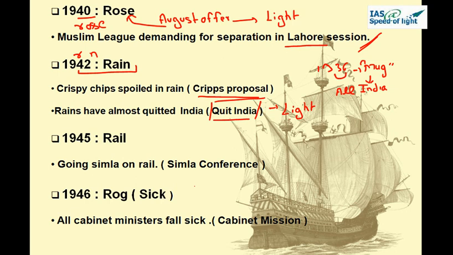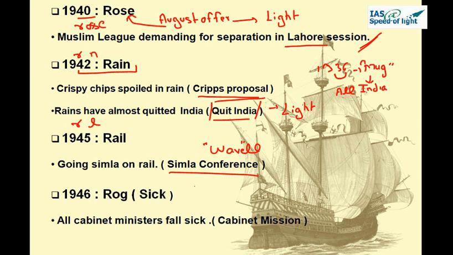1945 we get 4 is R, 5 is L. So it is rail, and we want to relate rail with the Shimla Conference, and it was during Lord Wavell. So Wavell becomes waves for us. Again, you can see the whole of Shimla city got destroyed by the strong waves. Okay, waves or Wavell, and rail. We are going on rail to Shimla. Shimla is a famous hill station, and there are some very beautiful railway tracks laid there by the railways. So going to Shimla on rail.